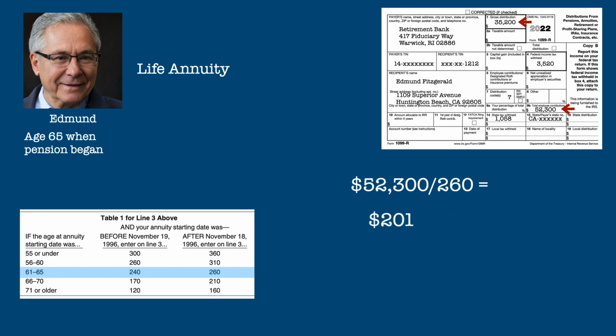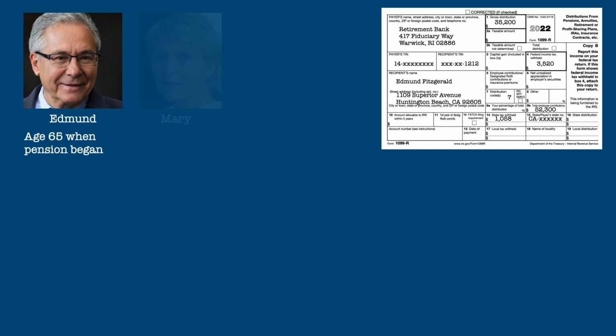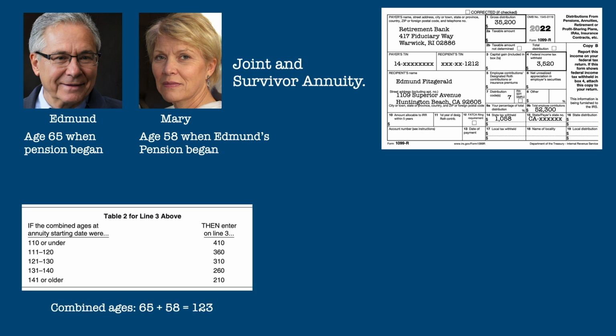Multiply this figure by the 12 monthly payments he received in 2022 to arrive at a total non-taxable amount of $2,412. Subtracting this figure from the total of his payments gives him a taxable amount of $32,788. Alternatively, if Edmund were married to Mary, who was age 58 when he started receiving pension payments under a joint and survivor annuity, he would combine his and Mary's ages when the payment started and use Table 2 to determine the number of months over which to recover his contributions.